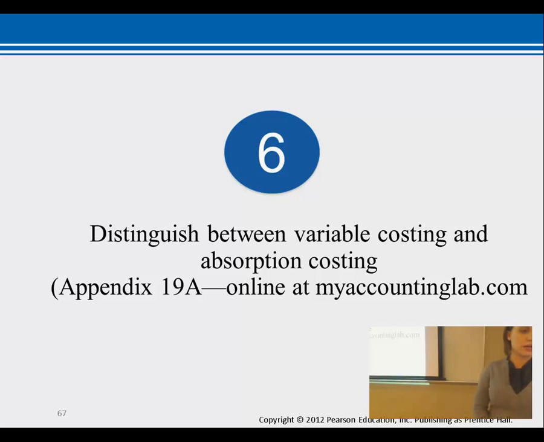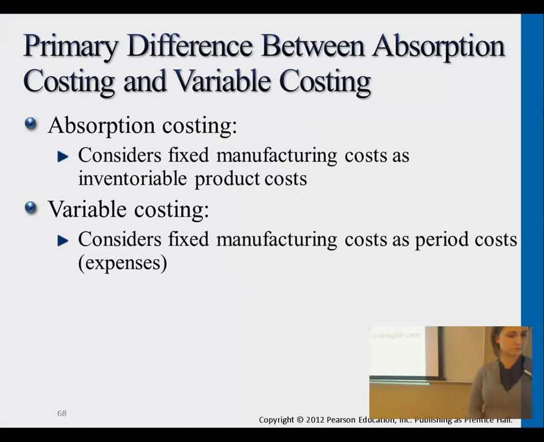Okay, so let's learn how we distinguish between variable costing and absorption costing. Very short, very brief, but I want you to have this concept. Absorption costing primarily differs from variable costing in that absorption costing considers fixed manufacturing cost as your inventoriable product cost, not a period cost, because variable costing considers fixed manufacturing cost as period costs or expenses, right?